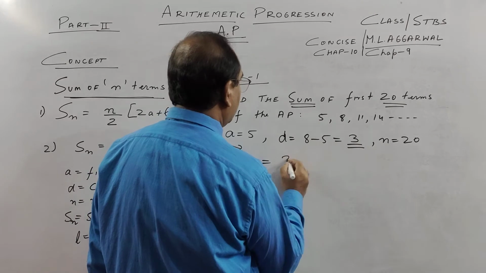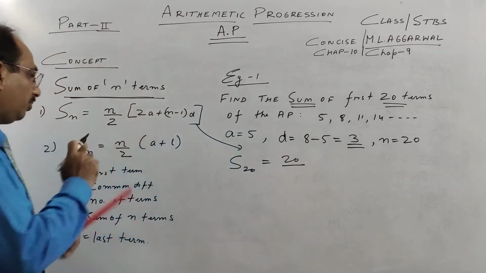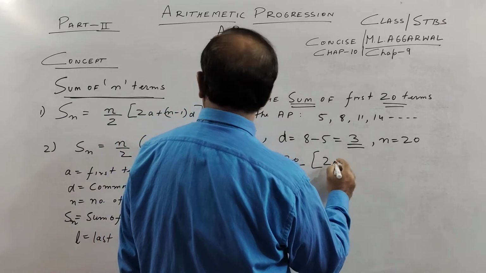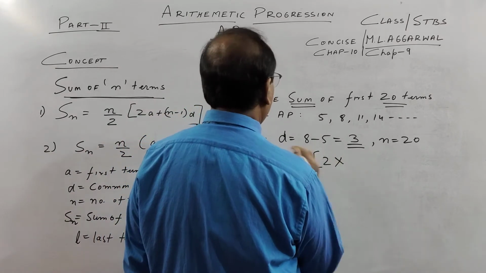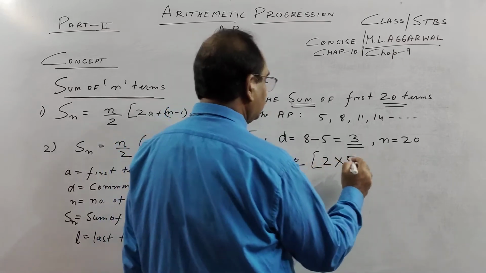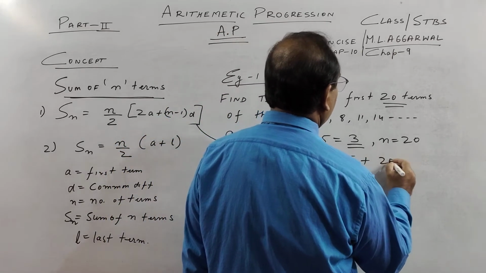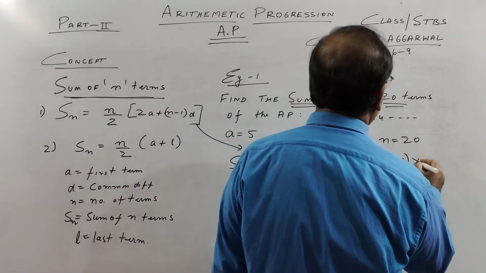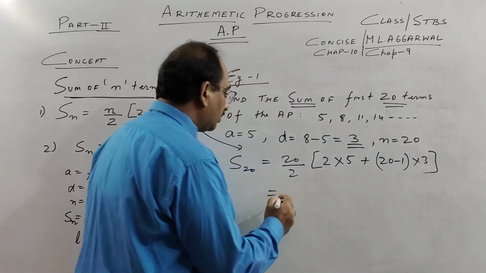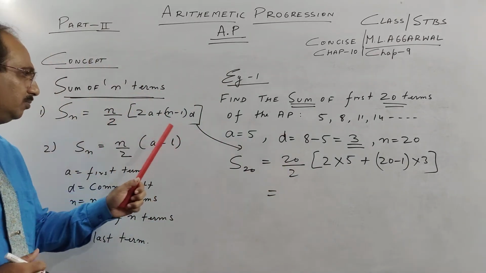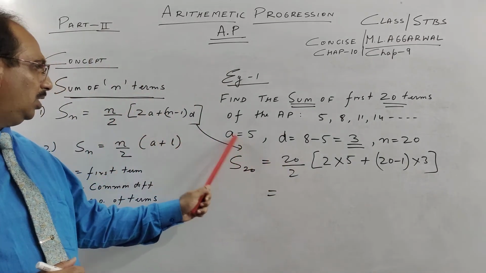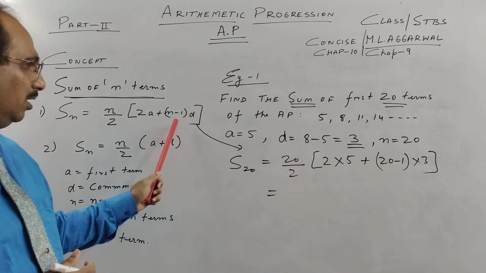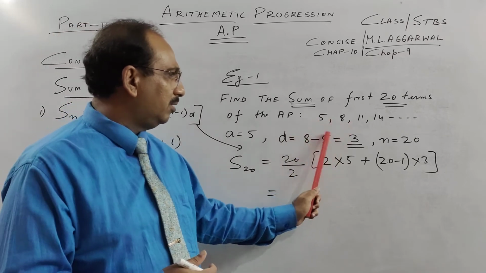N, children, is 20. N by 2, 20 by 2, twice A is 5, plus n minus 1, 20 minus 1, into D is 3, children. So simply we have substituted. N is 20 terms, A is 5 the first term, and D is the difference between terms which is 3.